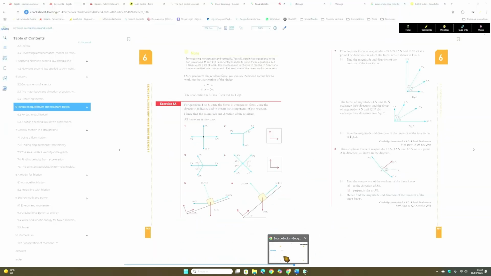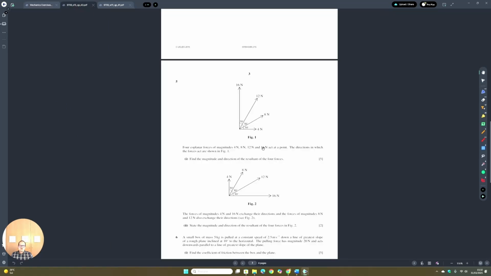The next question would be, this is not what I want, it's this. The forces of magnitudes 4 Newton and 16 Newton exchange their directions, and the forces of magnitude 8 Newton and 12 Newton also exchange their directions, as you can see over here. So this is flipped over to this side. State the magnitude and direction of the resultant of the 4 forces in picture 2. Changing the relative position of the forces, but keeping the magnitudes and the angles between them the same, would this change the magnitude of the force?